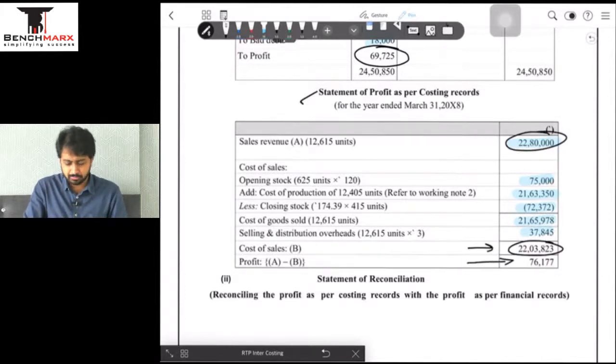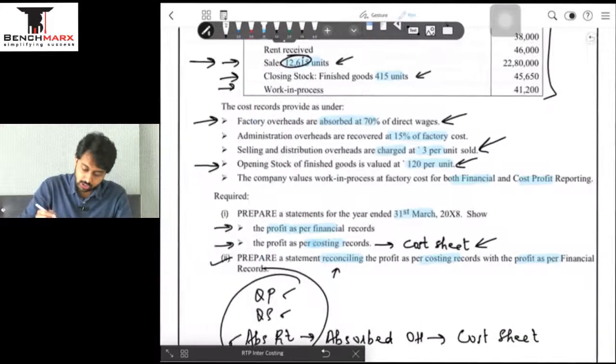So they have simply done the same thing but in a different format. So the answer obviously is going to be the same for you. You all can prepare the cost sheet as per what I have done also. Your answer will not change. Fine. So this question is done and this part is also done.